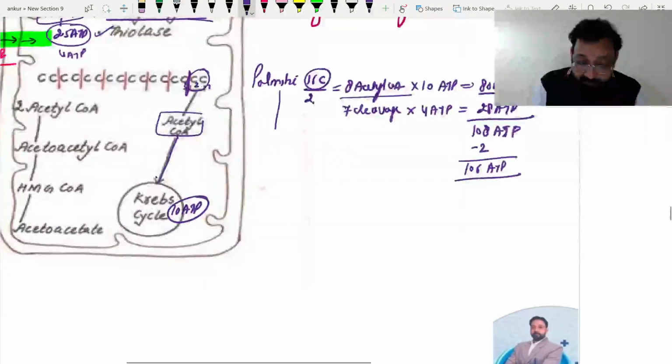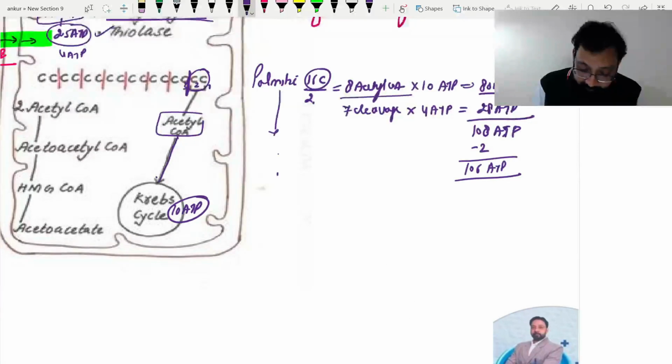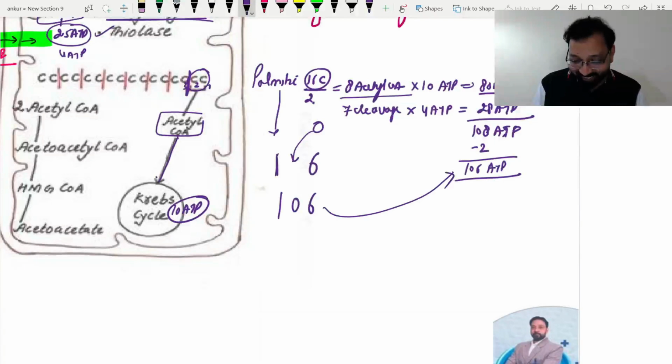Question: palmitic acid has 16 carbons. If I write 16 like this, and if I put one oxygen here, 106, oxidation, so net gain 106. This is the mnemonic for palmitic acid oxidation: palm, 16 carbon, and oxidation, the O looks like 0, 106 net gain.